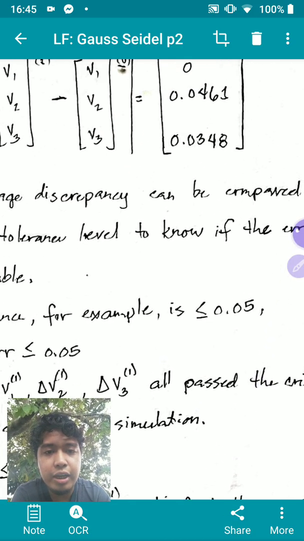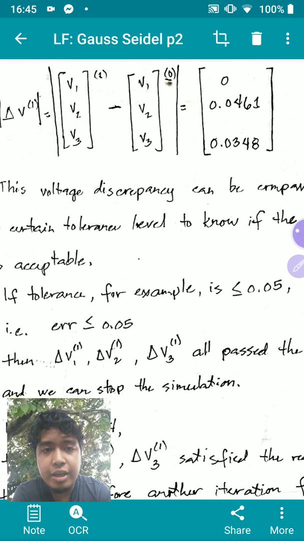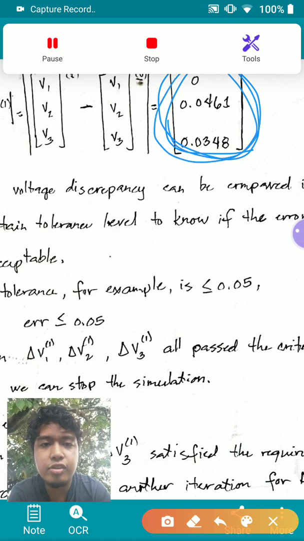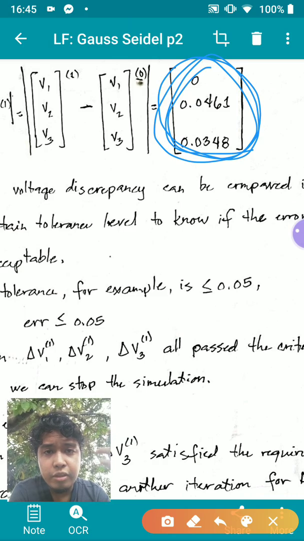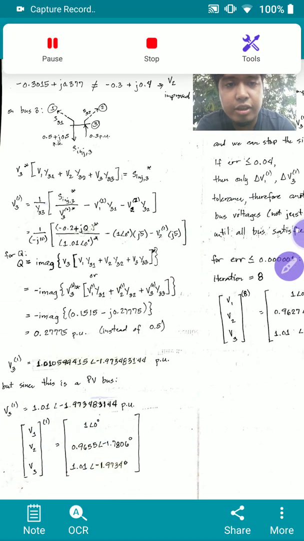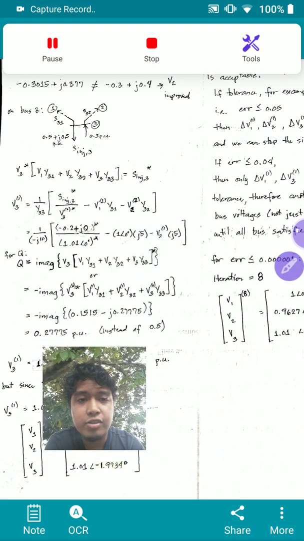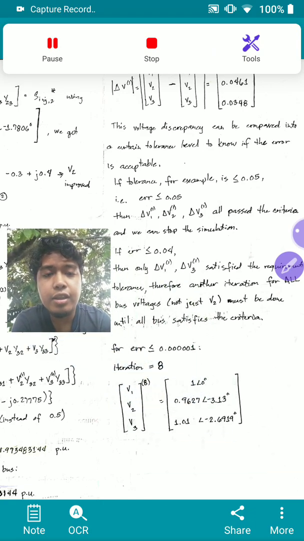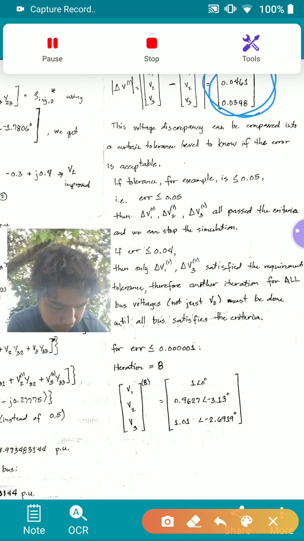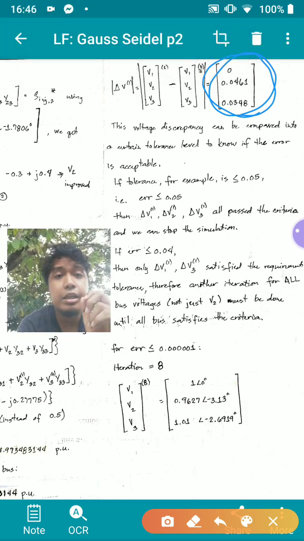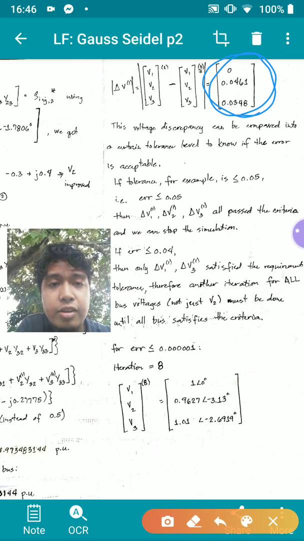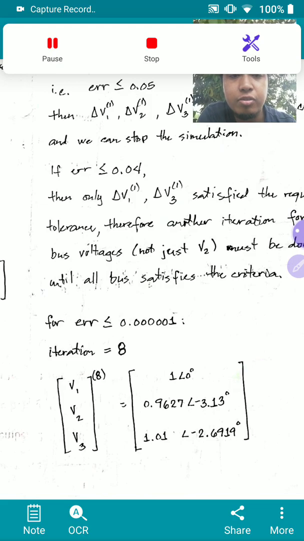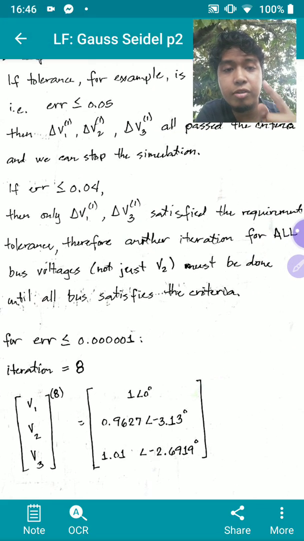Let's say, for example, you set a tolerance of 0.05, that is, you want the error to be less than or equal to 0.05. If all of these errors are less than 0.05, then these new values of voltages are already acceptable at 0.05 tolerance. If you set a tolerance of 0.04, then only V1 and V3 satisfy the set tolerance. Since V2 is not yet satisfactory at 0.04, we perform another iteration, not just for V2 but for all of the bus voltages.